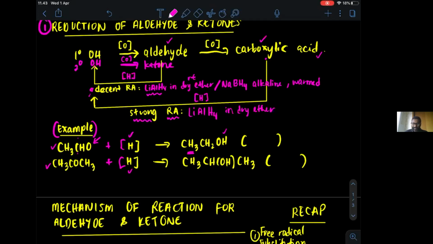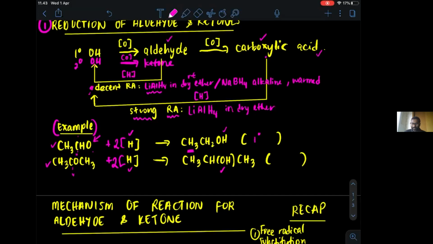What is happening there? I'm just getting an additional 2 hydrogens. Likewise here, one hydrogen is added to the oxygen and another hydrogen is added to the carbon, so again 2 hydrogens. Take note, this is aldehyde, so it's going to be primary alcohol. And this is ketone, so it's going to be secondary alcohol.